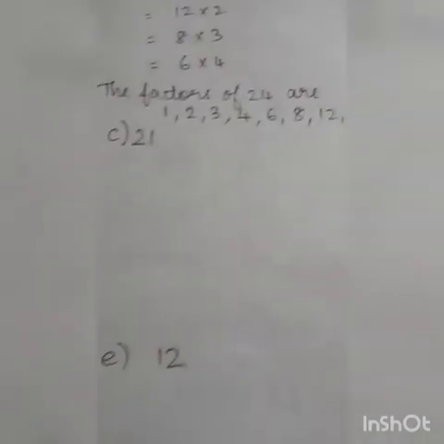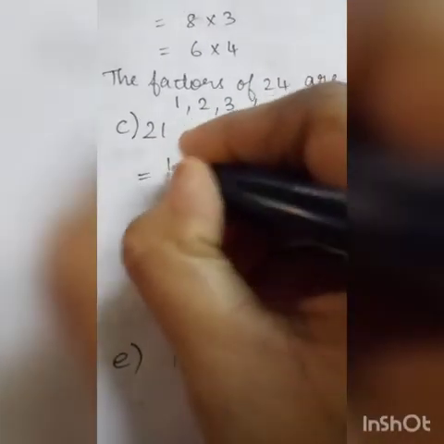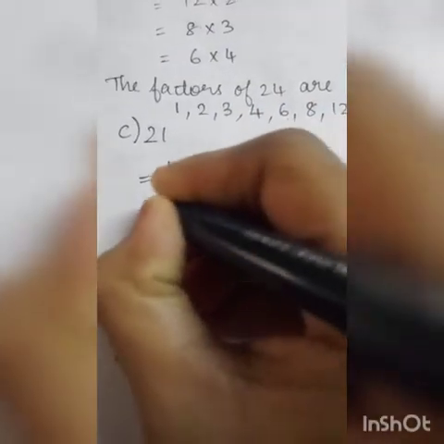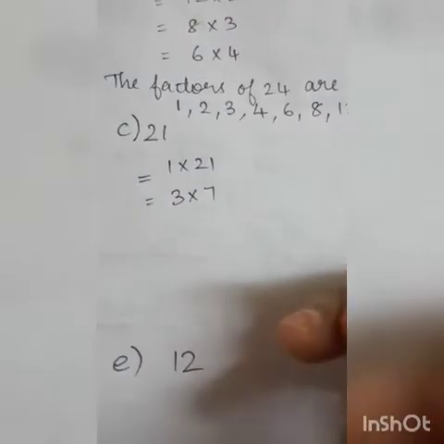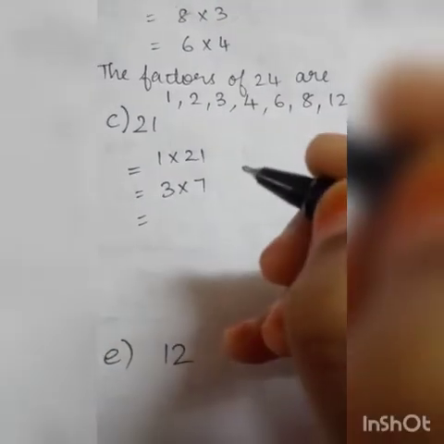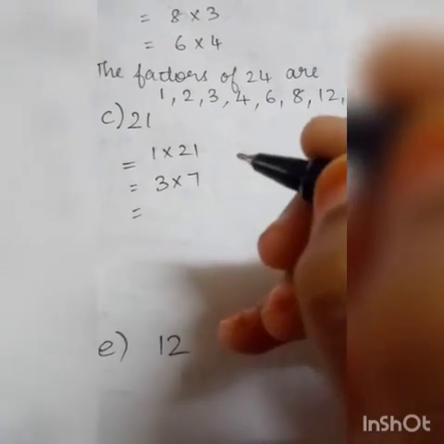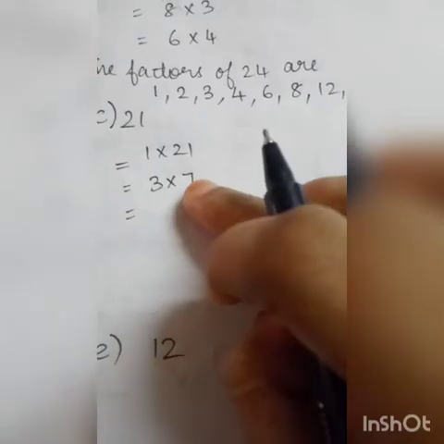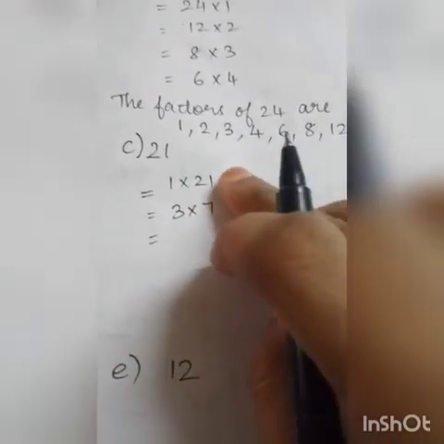Okay, next 21. First table, 1 into 21. Second table it won't come. Third table, 3 7s are 21. Fourth table no. Fifth table no. Sixth table no. Seventh table it is already there. Then 8th no, 9th no, like that. It straight away goes to the 21 table.